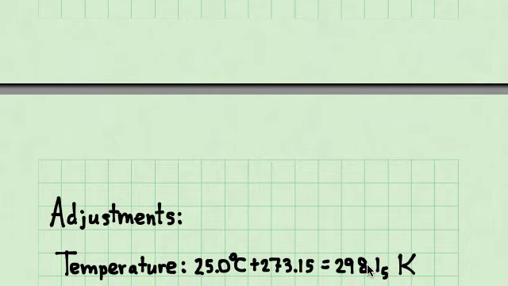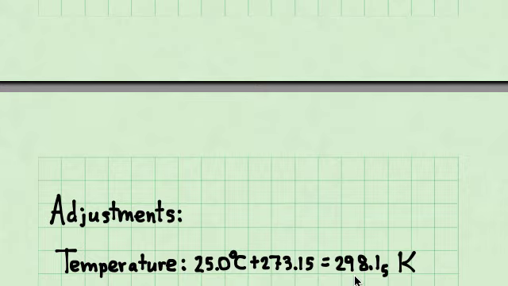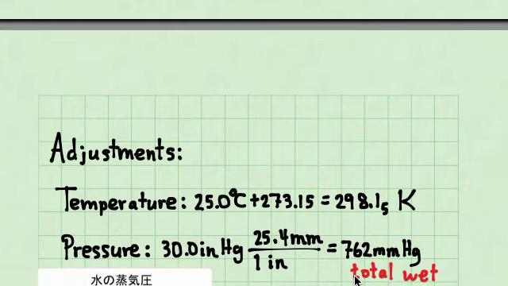Adjustments. I need to change the Celsius temperature to Kelvin and assume the water temperature is the same as the gas temperature. A pretty good assumption. The pressure was reported in inches of mercury. I've got to change that to millimeters of mercury. 25.4 millimeters in an inch. So that just multiplies straight away.